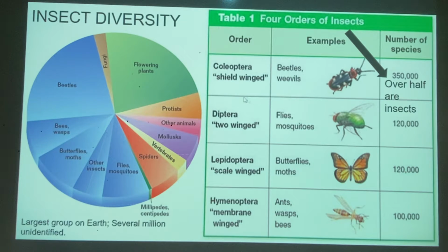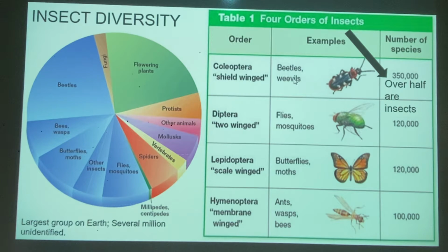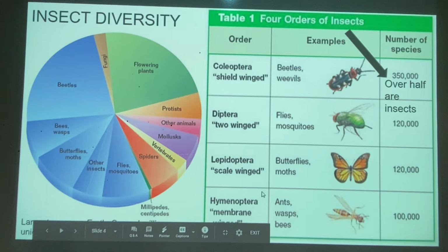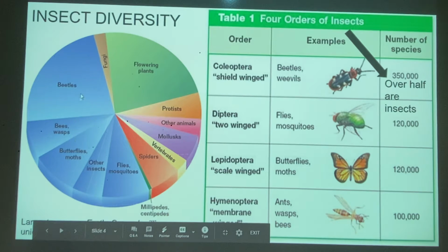So what this graph is trying to show us is that over half of pretty much the Insecta group is going to be beetles. So it's 350,000 species belong to Coleoptera. And then Diptera are going to be our flies and mosquitoes, easily the most annoying group. And then the Lepidoptera are going to be butterflies and moths. And then the Hymenoptera are going to be ants, wasps, and bees, probably the next most annoying group. But on Earth, insects are going to take up over half.